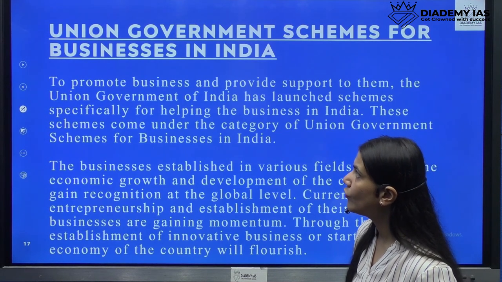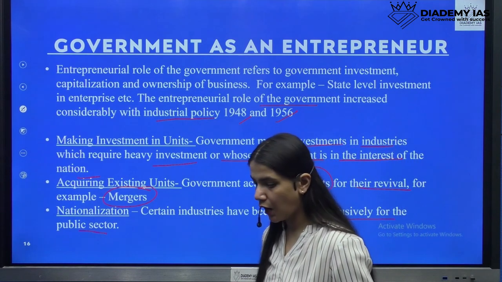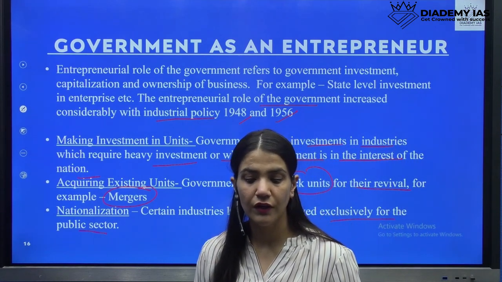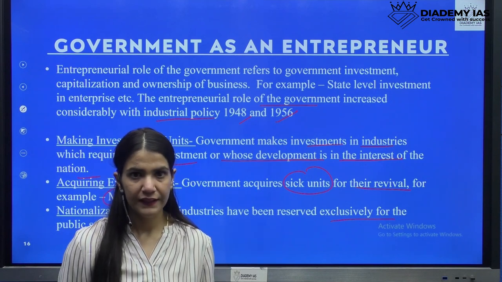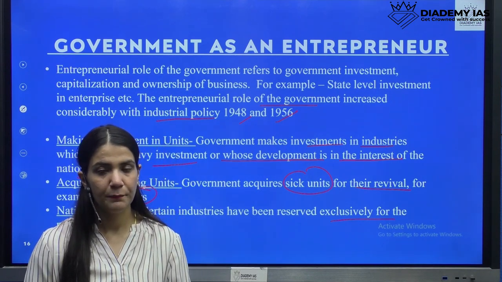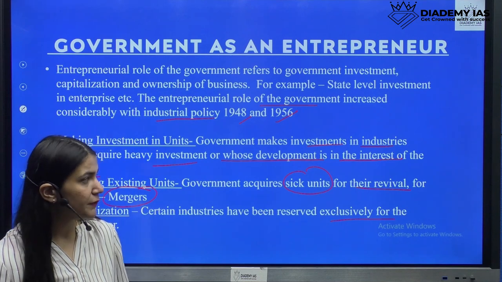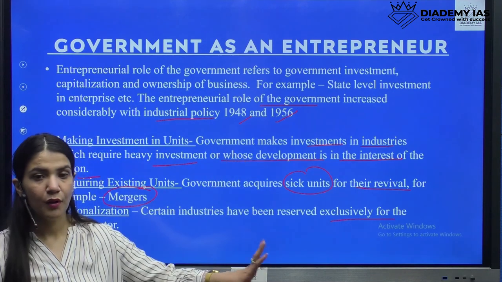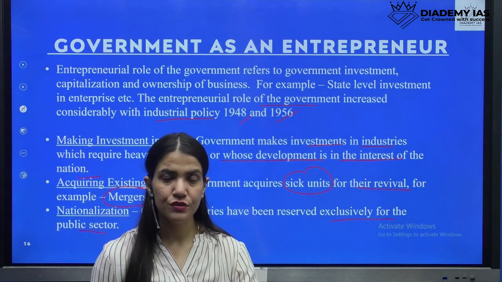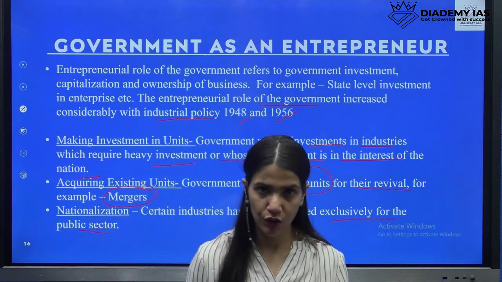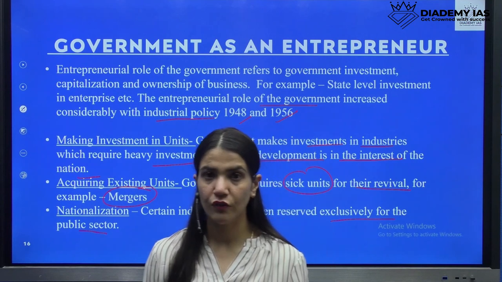So before I move on to how the Union Government of India is actually supporting business in the current environment, I want everybody to be very clear about all the functions that we have studied. Please make sure that you have running notes and you know the difference between all the four kinds of functions of the government.